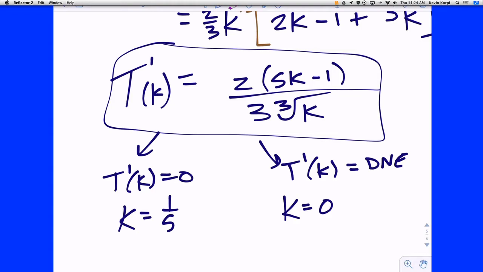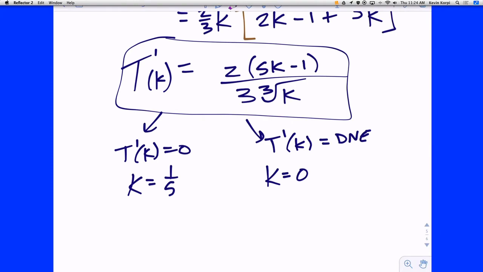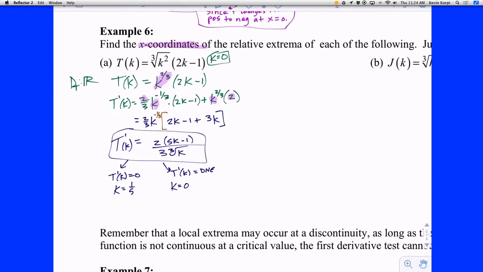If you get 0 over 0 in your derivative, you toss it out because it's not a vertical tangent. It's where the derivative is undefined. Well, the function is probably going to be undefined there as well. All right, so at this point we got two values, two critical values, and we're trying to find the x coordinates of the relative extrema.